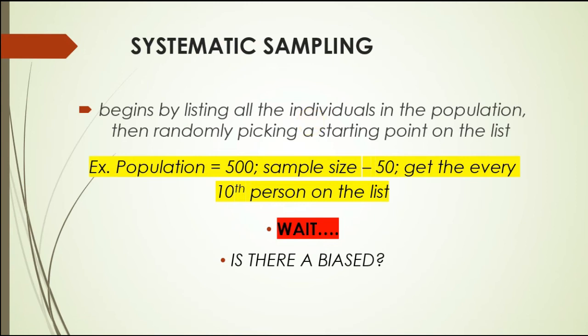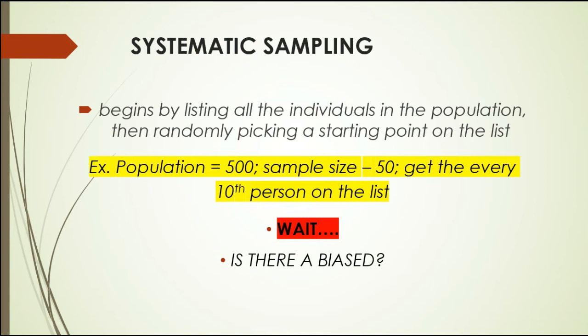We also have systematic sampling. For this, you begin by listing all the individuals in the population, then randomly picking a starting point on the list. Example, we have a population of 500 people, and those 500 people represent a population. The sample size that we will take, and we are the ones who set that, is 50. So what we will do is take every 10th person on the list.